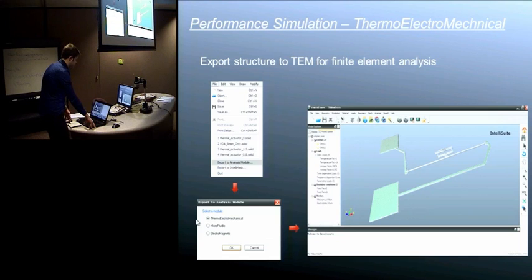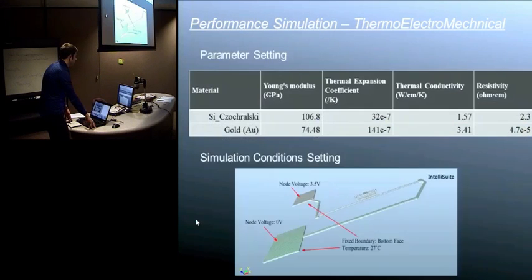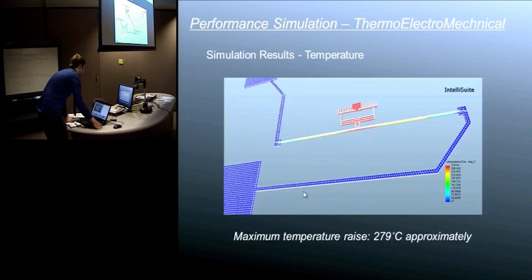From there, we bring it straight into TEM. Just more information about the material properties. And here we set a voltage of 0 at this node and then 3.5 over here. And both of these are fixed faces, so only the beam should be moving.